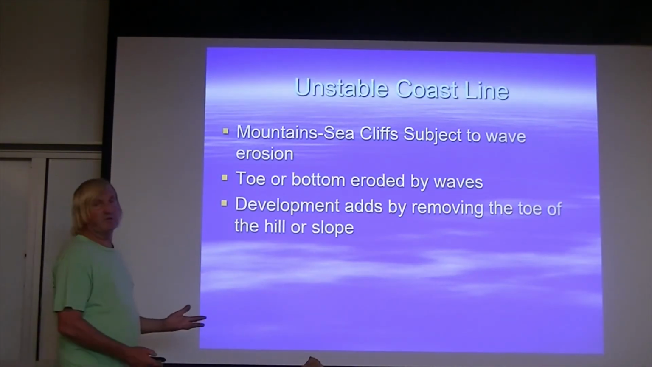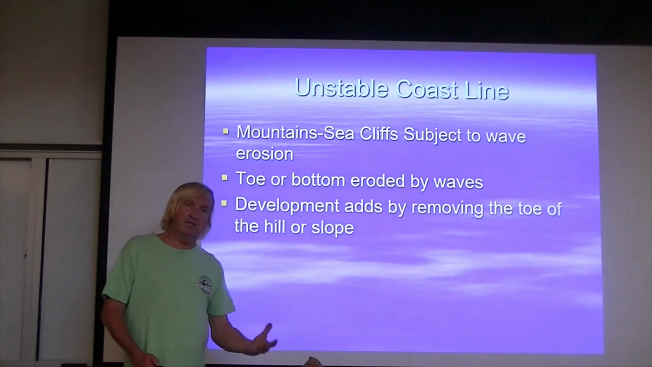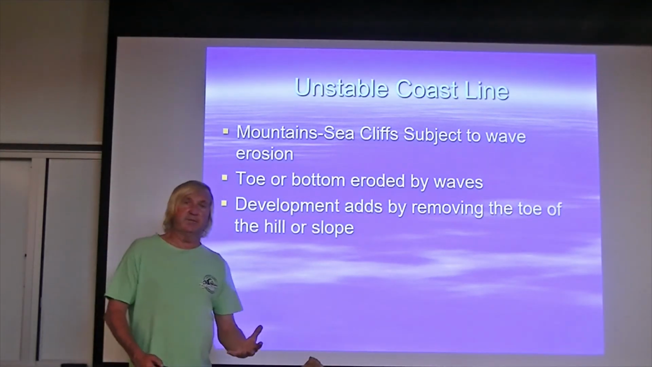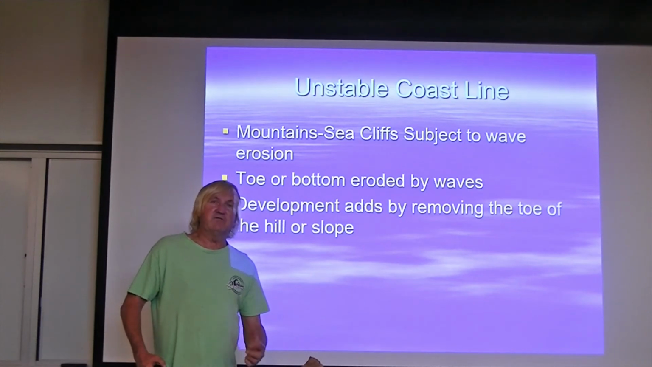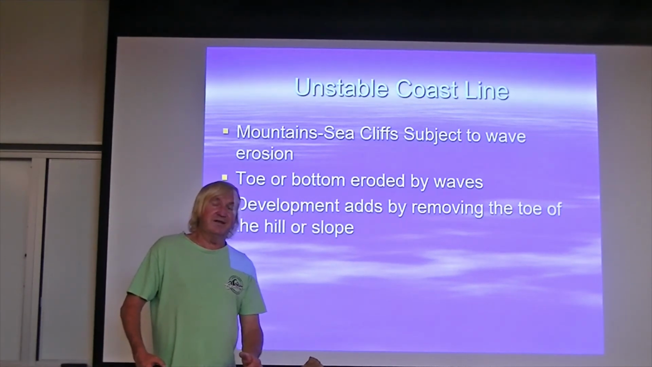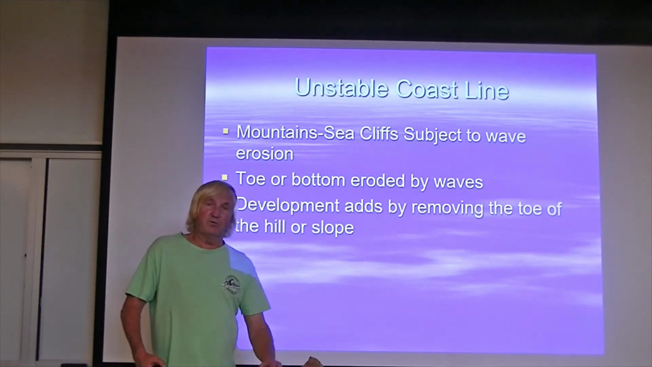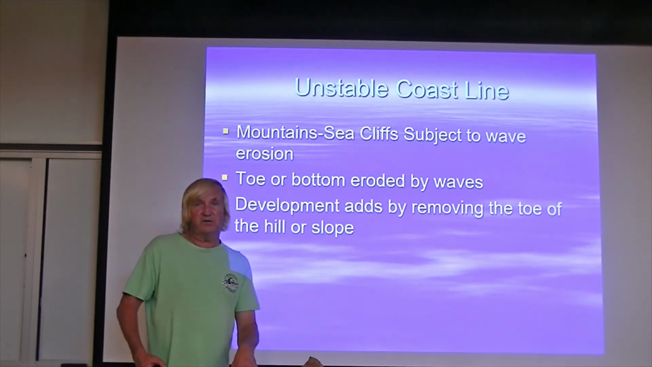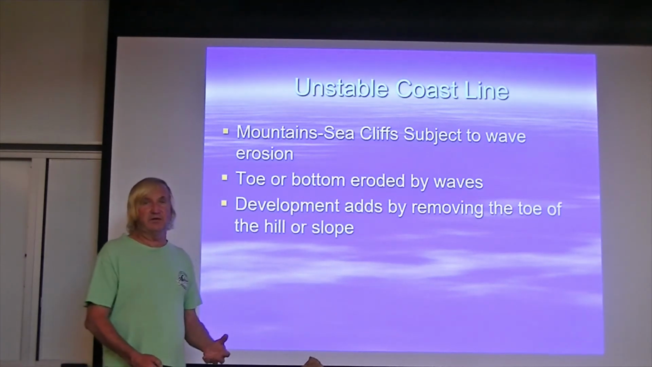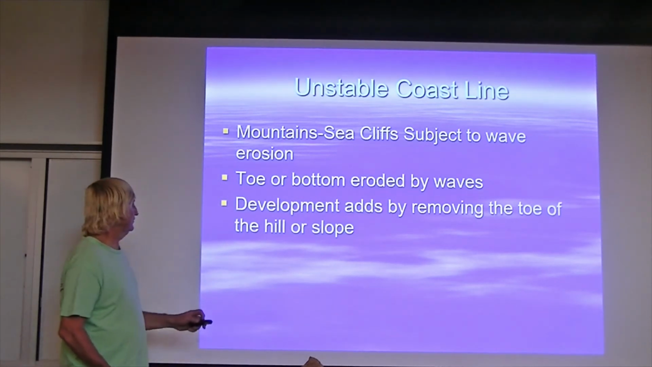So we have a very unstable coastline. Because it's been tectonically uplifted, because it's very soft sediment, that makes it very vulnerable to erosion. And the coastal areas are then impacted by human development. We build roads, we put buildings along the coast, and that adds to the instability of our coast areas.